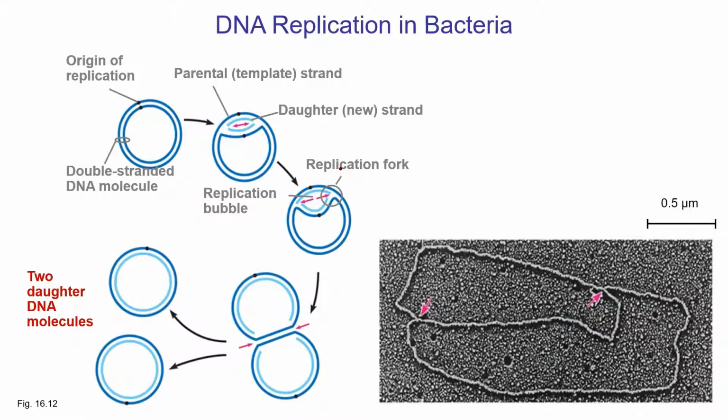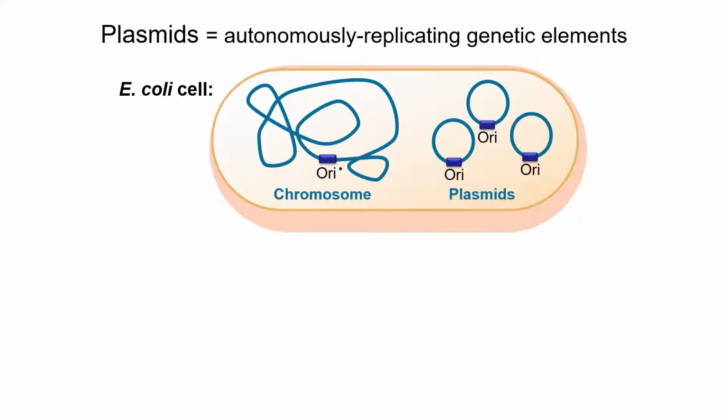Here's an electron micrograph of a replication bubble. You can see the 2 replication forks represented by the arrows there. So for bacteria, they have chromosomes that may be 4 million base pairs. It's not massive. It's big, but they can do this in about 30 minutes or so, depending on the size of the chromosome. And so they only need 1 origin of replication.